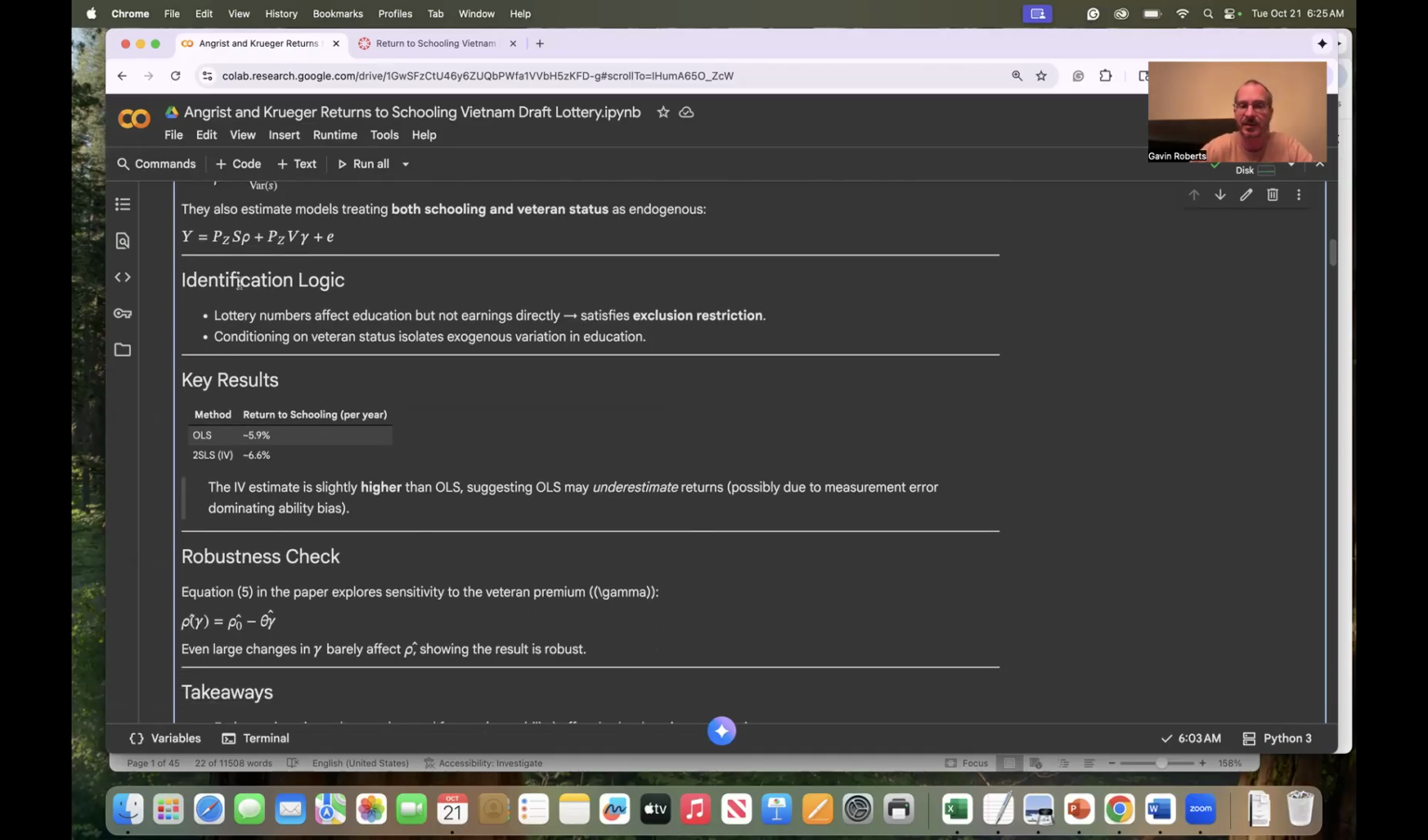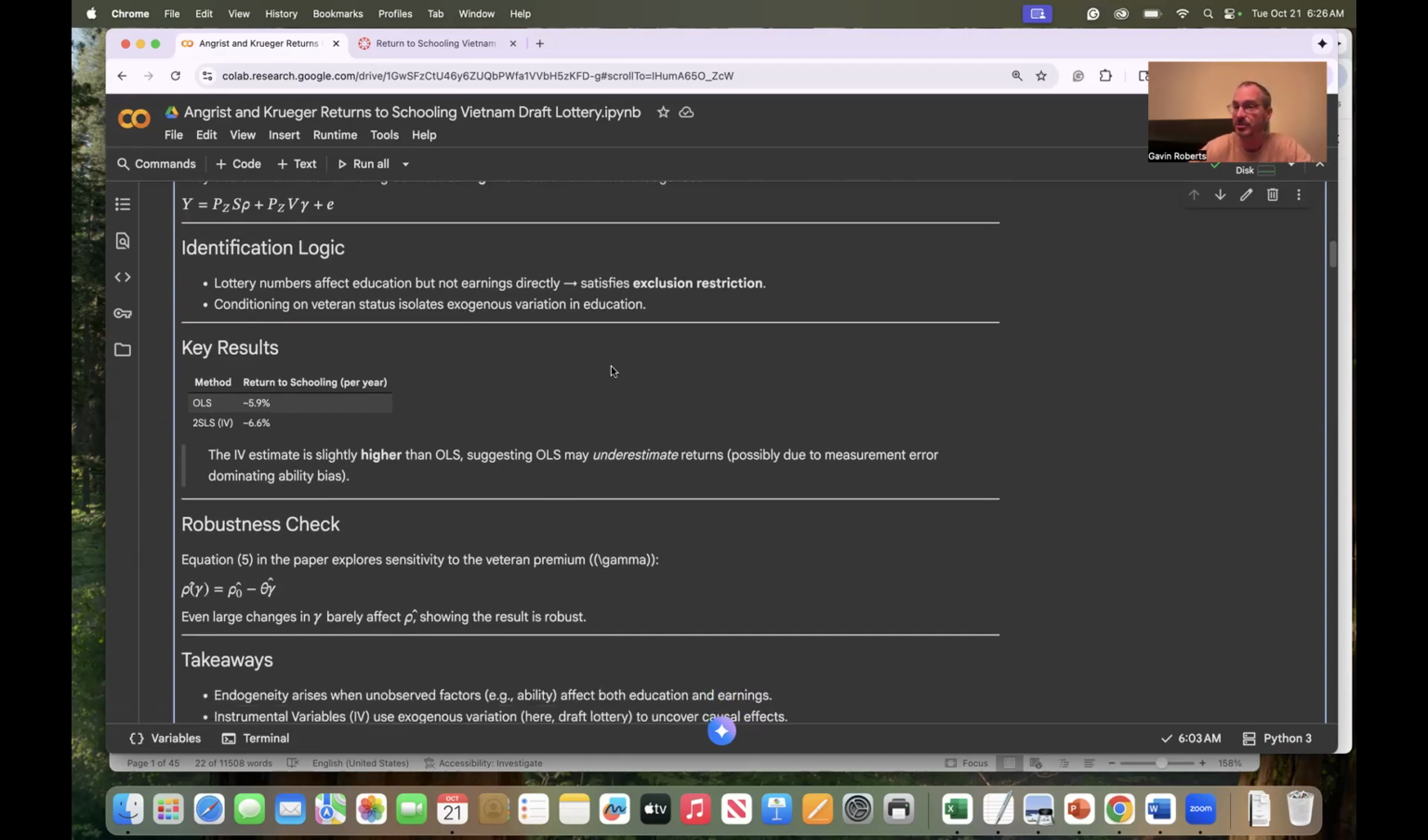So now the identification logic. The word identification comes up a lot here. I'm sure I've mentioned it in previous lectures. That word comes from the goal to identify the effect of schooling on earnings. So the identification logic is what logic is being implied to say, yes, we indeed have identified that specific parameter of interest. Well, lottery numbers affect education, but not earnings directly, is one of the assumptions. And we refer to that as the exclusion restriction.